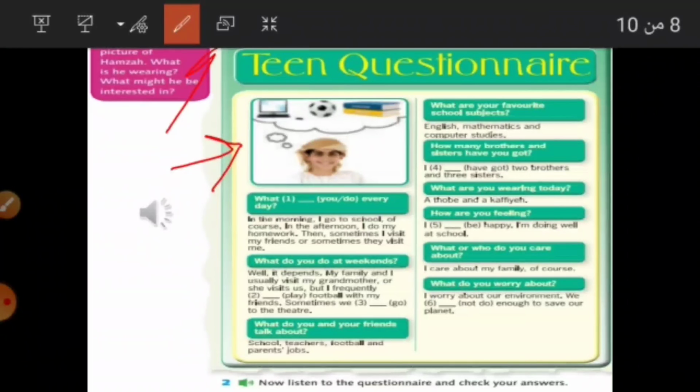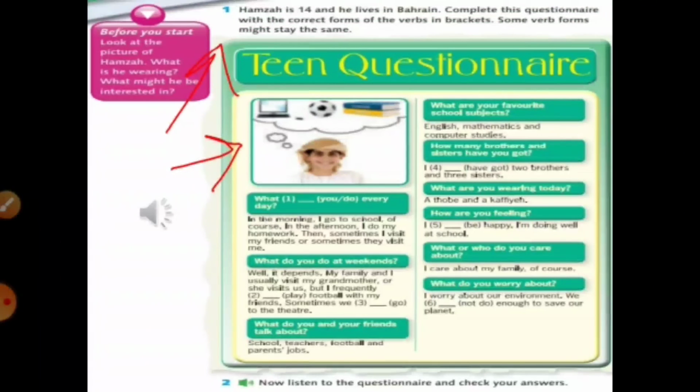At the top here we have a question. Let's read the question. Hamza is 14. So how old is Hamza? He is 14 years old. He lives in Bahrain. So look at Hamza again. What is he wearing? Yeah, توب and كوفية. Bravo.